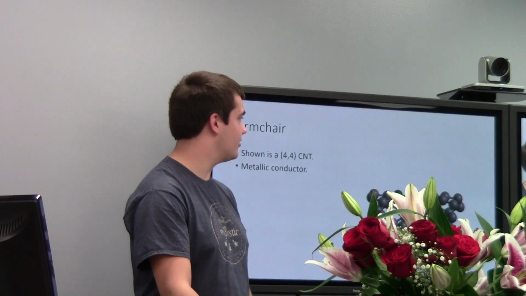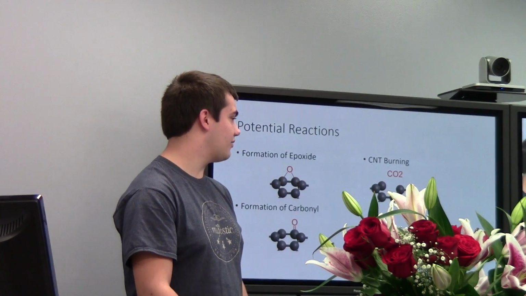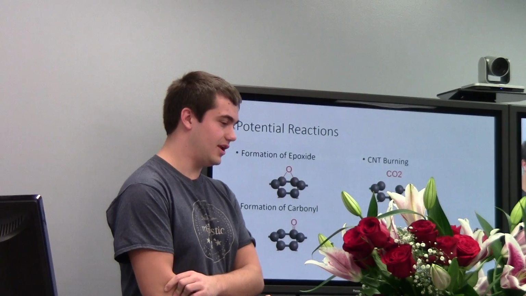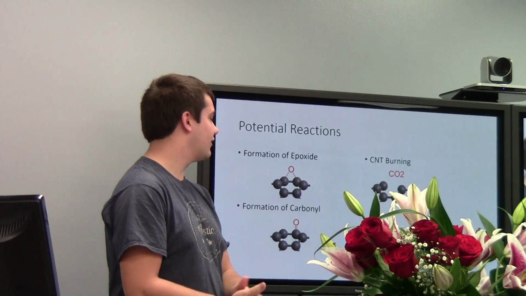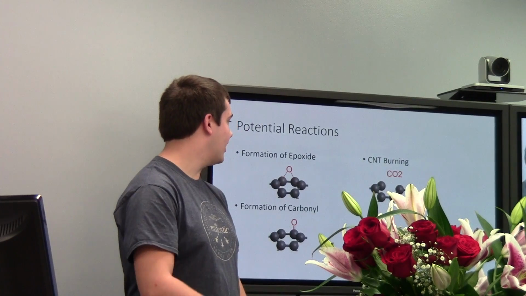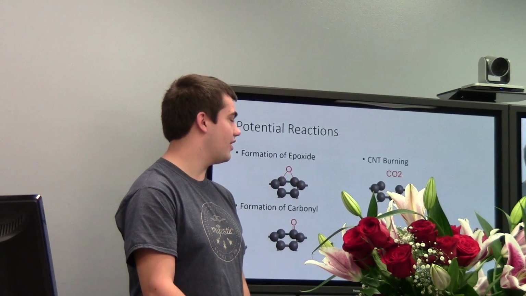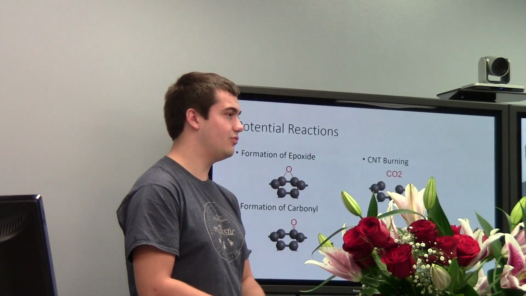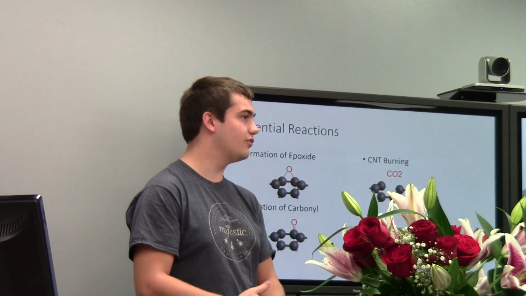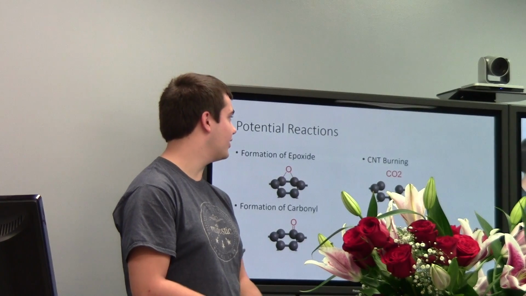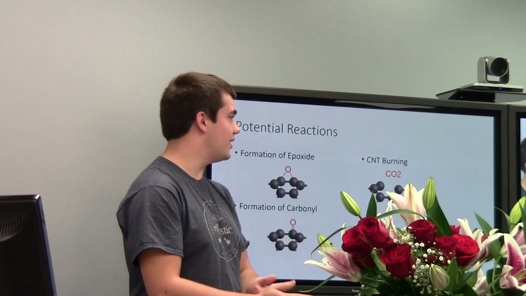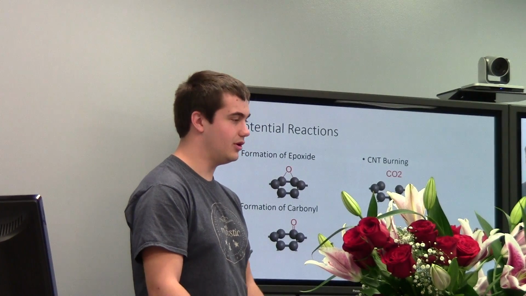That you saw earlier on the zigzag one. And we expected when we react it with the carbon nanotube or the peroxide that we'd get some formation of epoxides and carbonyls, as well as a burning reaction where carbon is removed from the carbon nanotube to make CO2 gas or something of the like. And this would make a hole on the nanotube.